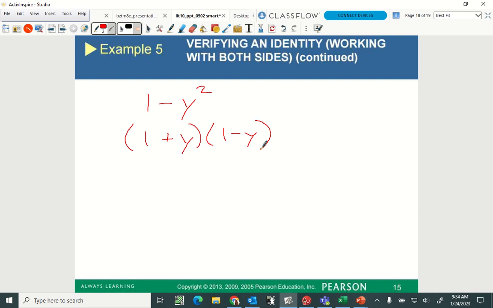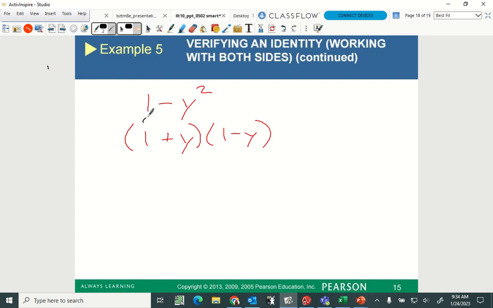1 is a perfect square. y squared is a perfect square. And the minus sign in between says it is a difference of two squares. So good job. Let's look, just to show how this works, because some of you guys didn't have the horrible math teachers that others did, so you might not remember this at all.